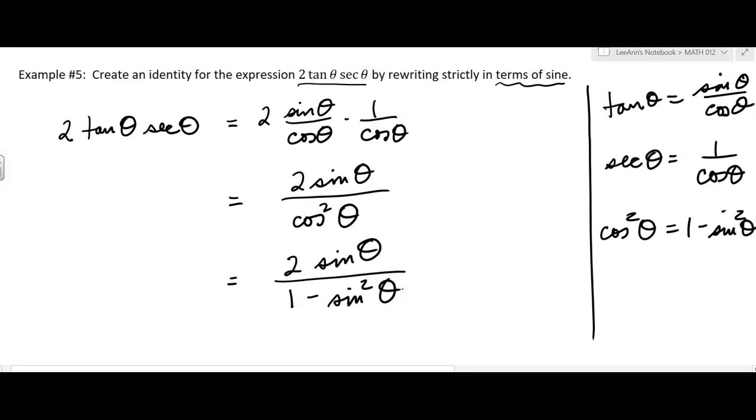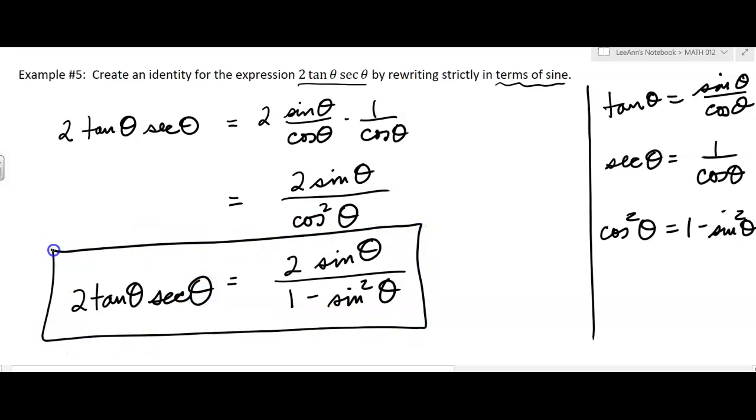Now, I'm done. I'm going to rewrite my 2 tangent theta secant theta so it looks like an identity. Now, you might have a question, well, how do you know you're done? You know, couldn't you do something with that 1 minus sine squared theta? And no, I've got things in terms of sine. There really isn't any more simplification that can be done here. So that's how I know I'm done.